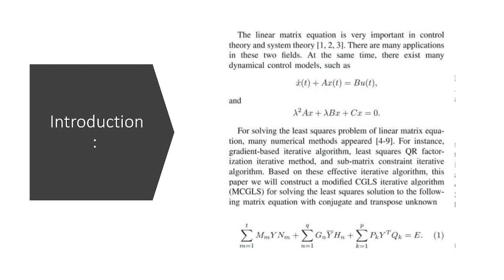For solving the least squares problem of linear matrix equation, many numerical methods appeared. For instance, gradient-based iterative algorithm, least squares QR factorization iterative method, and submatrix constraint iterative algorithm. Based on these effective iterative algorithms, in this paper we will construct a modified CGLS iterative algorithm for solving the least squares solution to the following matrix equation with conjugate and transpose unknown.